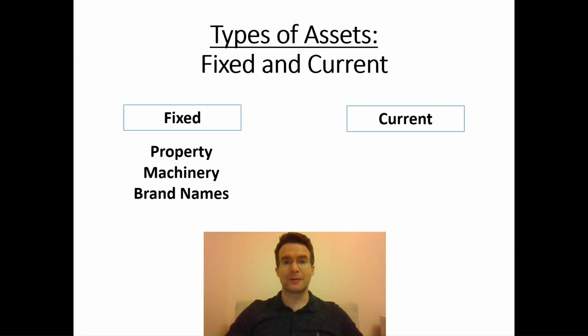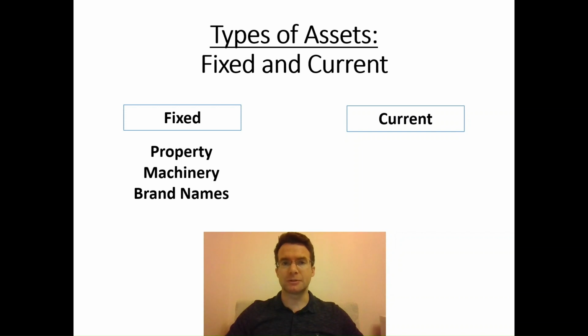So when we're talking about fixed assets, we're talking about those things that a business will generally keep for longer than a year. They're quite difficult to turn into cash at short notice. Some examples are things like property. Property includes land, buildings potentially. Other things that a business might keep for a year or longer are things like machinery and also brand names.